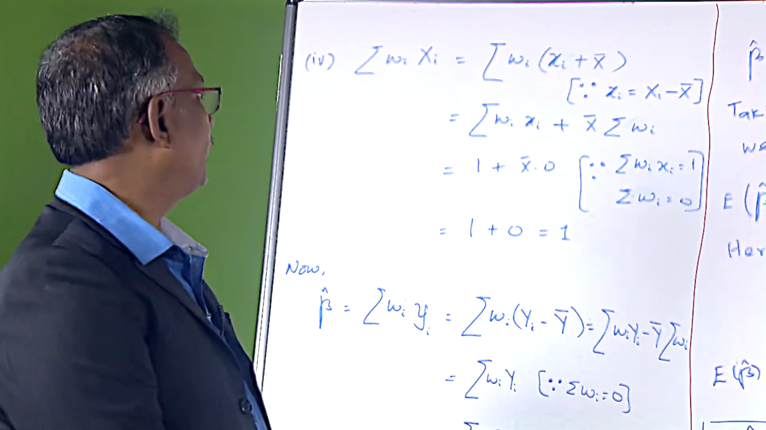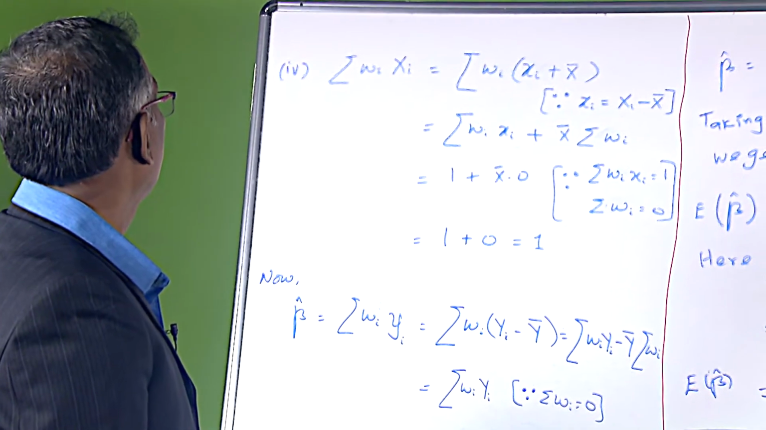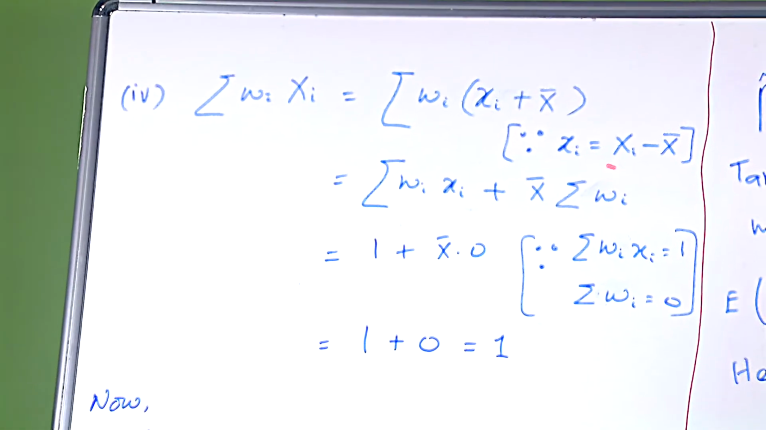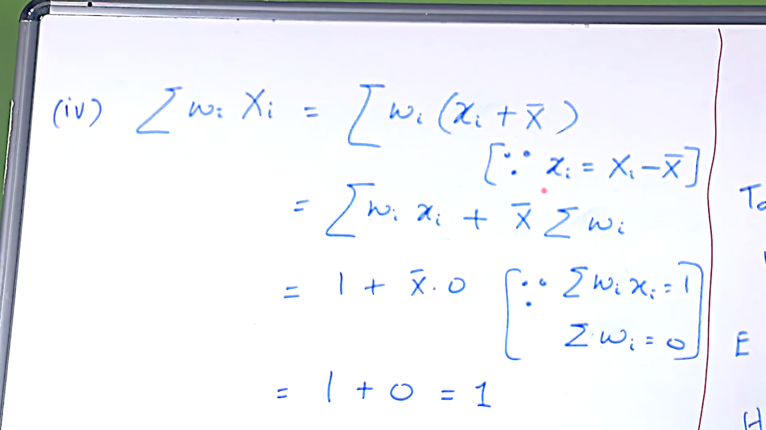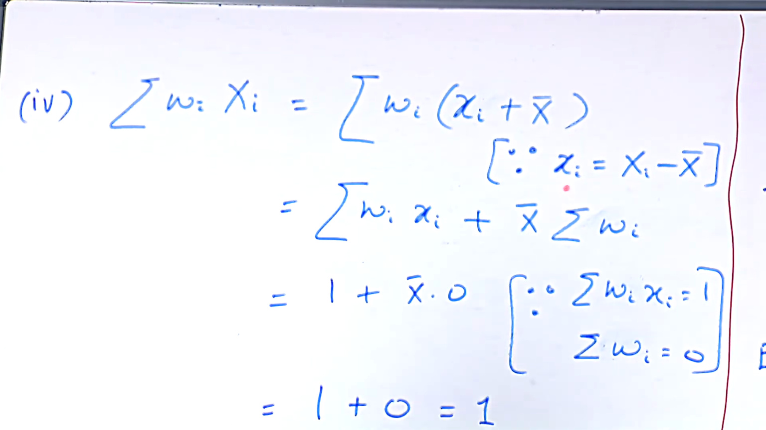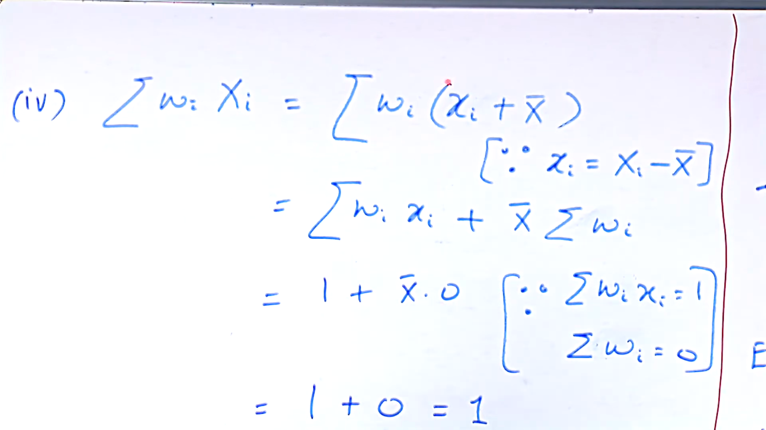Now let us take the value of sigma wi and capital Xi. Capital Xi is nothing but, we know the relationship between small xi and capital Xi. So capital Xi is nothing but small xi plus x bar. So we are substituting this value for capital Xi. So we get wi small xi plus x bar.